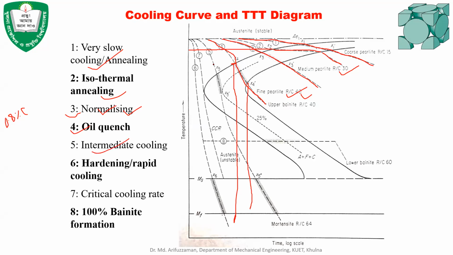In the case of intermediate cooling, this is important. You need to really understand this. At number 5 cooling rate, up to this X5 dash point, austenite transforms into perlite. But after that, transformation ceases. That means there is no transformation anymore. Transformation does not occur.